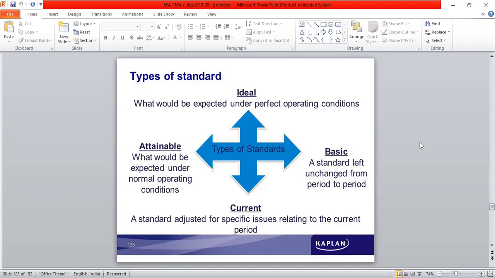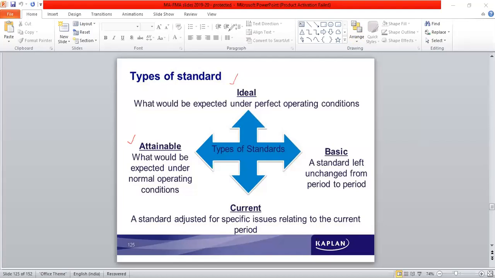Then we see what is attainable. What does attainable mean? See, an ideal situation prevailing all the time is not a possibility. It would not prevail all the time. Why? Because there may be some amount of loss happening, normal loss, which we've discussed, or there may be a machine breakdown, or workers may not be present. There might be absenteeism.